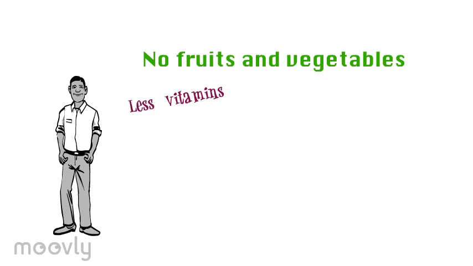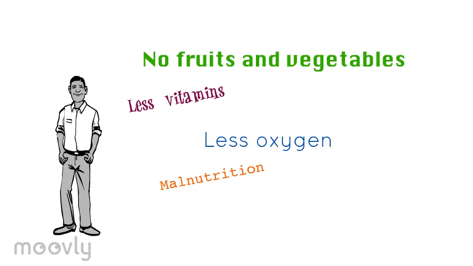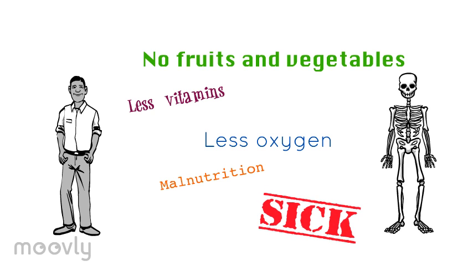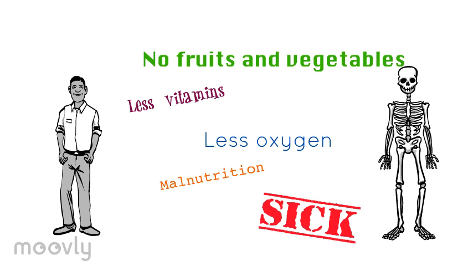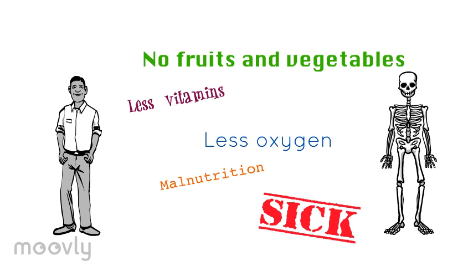This also affects humans. Without plants, we have no fruits. We get less vitamins, less oxygen. We get illnesses like malnutrition, which happens when we don't get enough nutrients in our body.